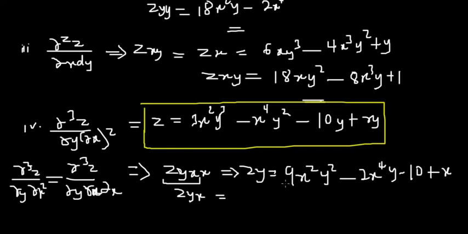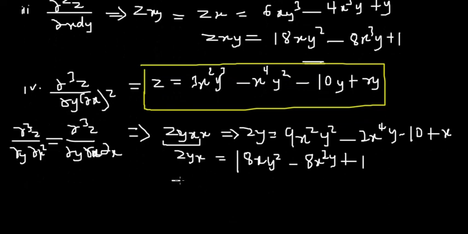So from here we have 18x y squared, then we have minus 8x cubed y, this goes to 0, and then this goes to 1. Now this is the final step, so we are now to take the entire of this.